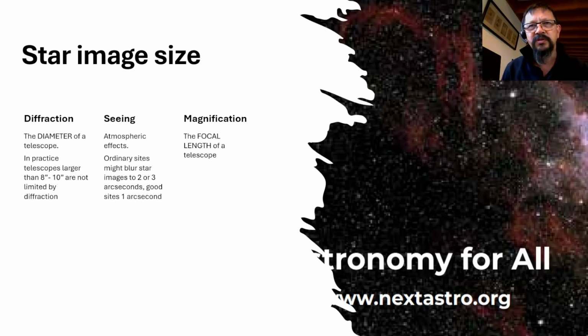Seeing is where you place your telescope. Typically around here, on a really good night, I'll get 2 arc seconds of seeing. So my stars are 2 arc seconds wide. On a bad night, I might get 4. If I was on top of Mauna Kea or something like that, apparently I could get as good as a quarter of an arc second. Well, I'm not. Good luck to them.